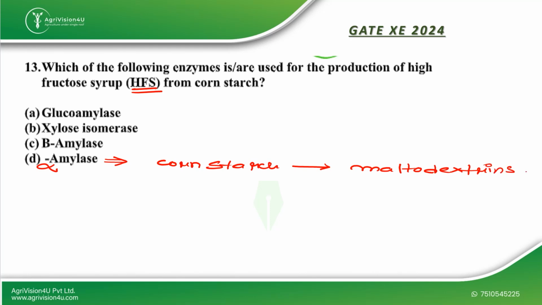We can say this alpha amylase is the first enzyme which is used in the process to initiate the hydrolysis of starch. So initiation is done by alpha amylase. Then glucoamylase further breaks down these maltodextrins into glucose units.